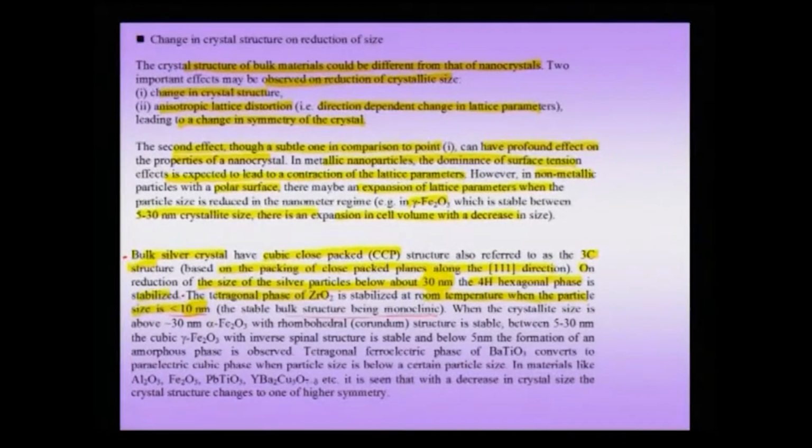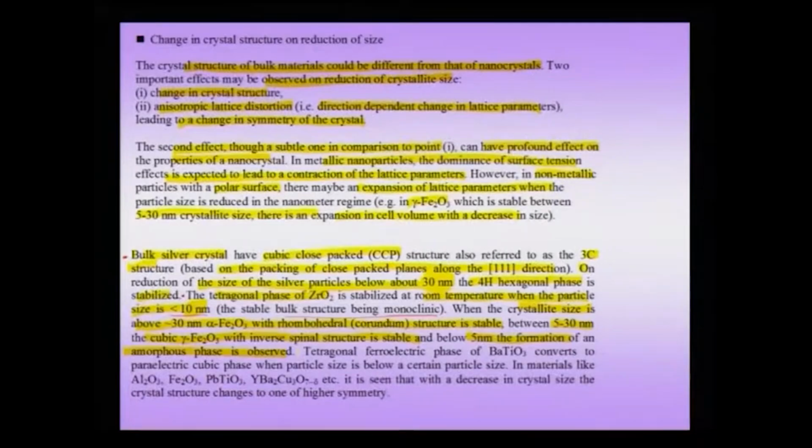The third example is the case of alpha Fe2O3. When the crystallite size is above 13 nanometers, alpha Fe2O3 with rhombohedral structure is stable. But between 5 and 30 nanometer, the cubic Fe2O3 with an inverse spinel structure is stable, but this is not the end of the story. When we go down to even smaller sizes, less than 5 nanometer, we find that the amorphous phase is stabilized. So, let us summarize the points with regard to Fe2O3.